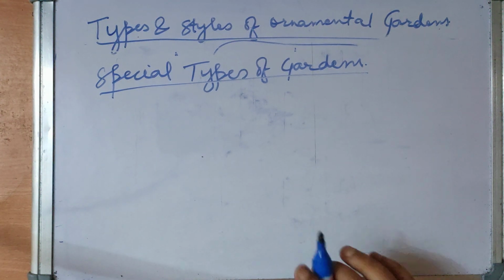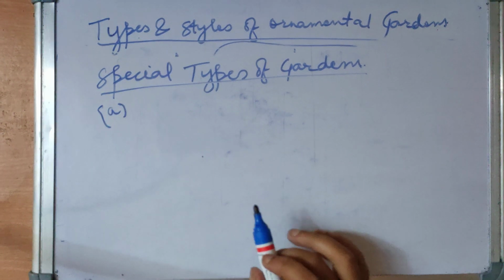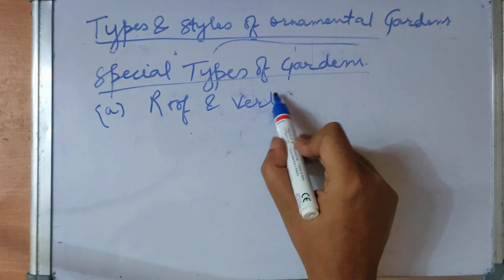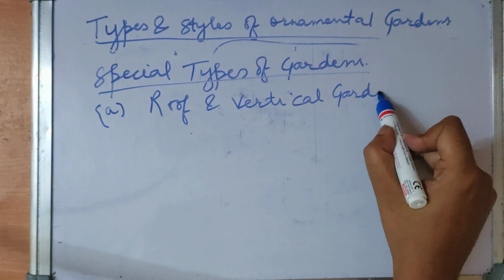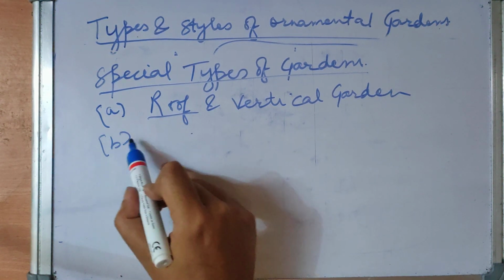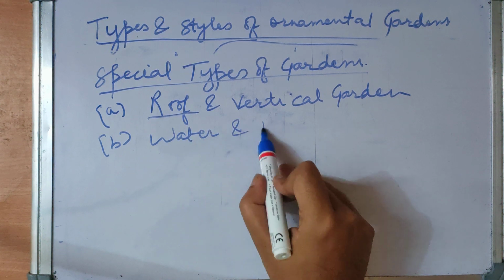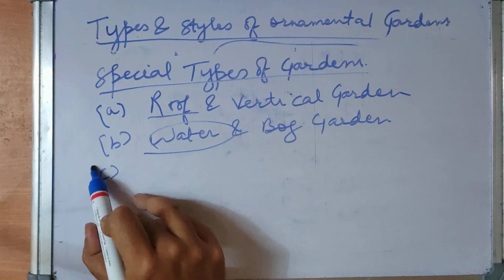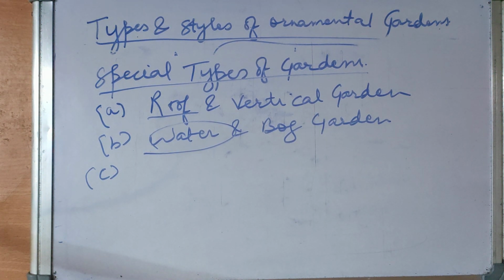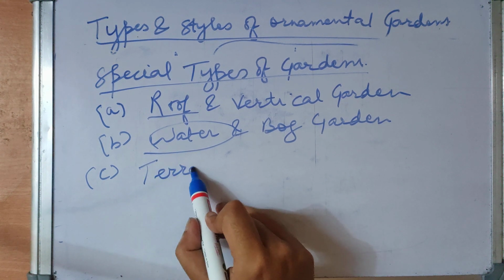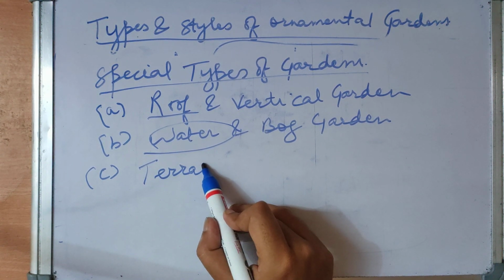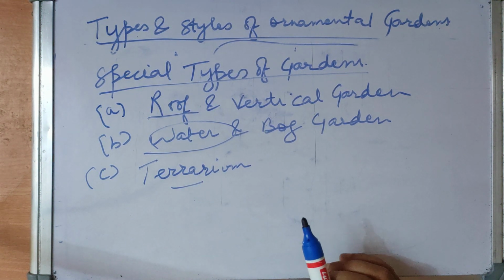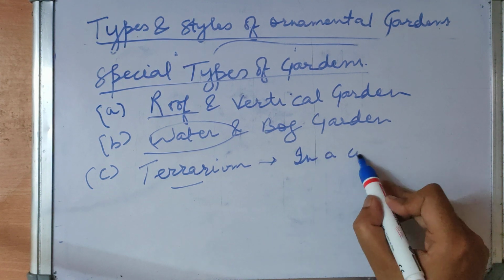Special types of gardens. Here we can see roof and vertical garden. We have discussed roof garden just now. You can see water and bog garden, which is mainly associated with water sources such as rivers and ponds. Terrarium garden is done in a container. A garden in a container.